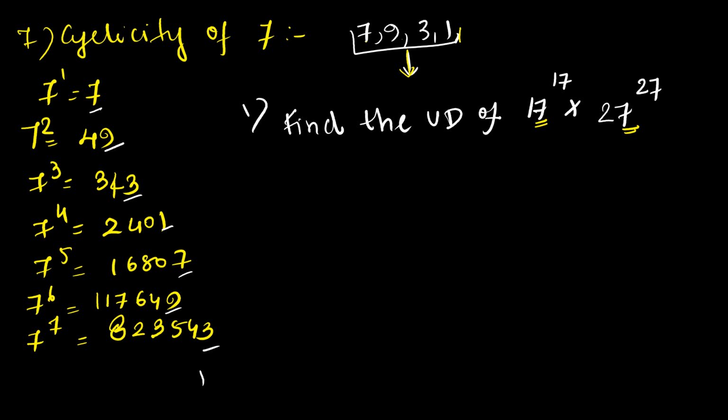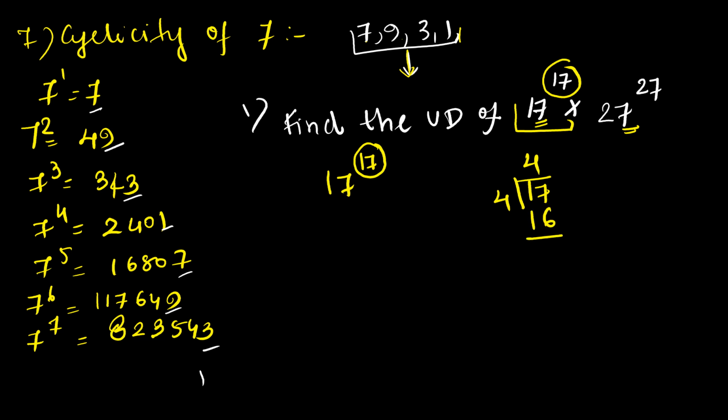Therefore what we have to do? First we take 17 raised to 17. Now divide this power by 4. 17 divided by 4, 4 4s are 16 and the remainder is 1. Now this is equal to 7 raised to 1. What is 7 raised to 1? It is 7. So the unit digit is equal to 7.